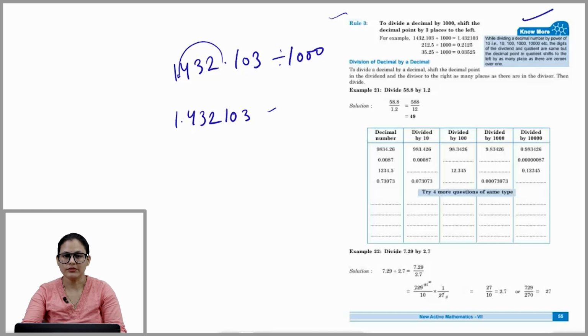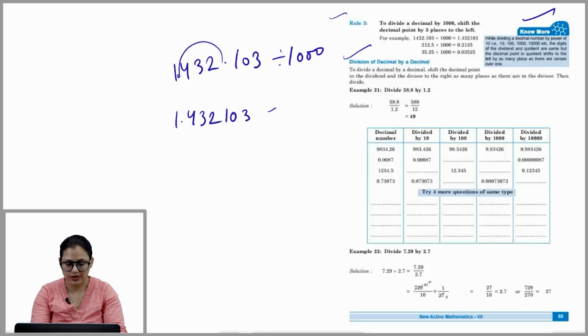Note: while dividing a decimal number by a power of 10, that is 10, 100, 1000, 10,000, etc., the digits of the dividend and quotient are the same, but the decimal point in the quotient shifts to the left by as many places as there are zeros over 1. Division of decimal by a decimal. To divide a decimal by a decimal, shift the decimal point in the dividend and the divisor to the right as many places as there are in the divisor, then divide.